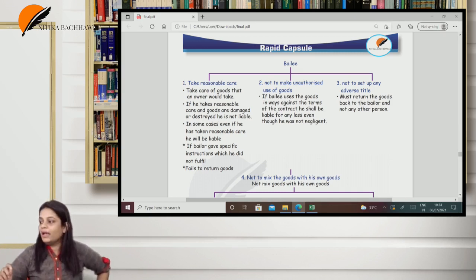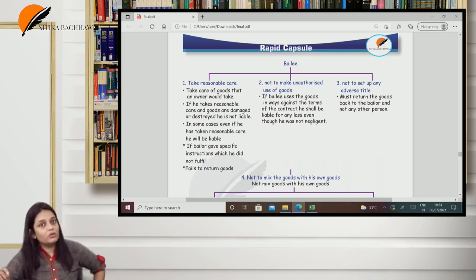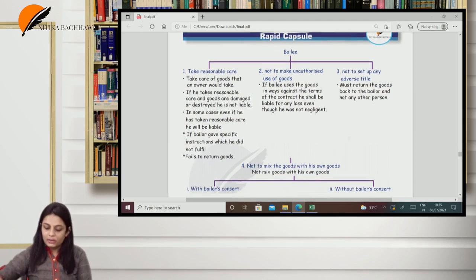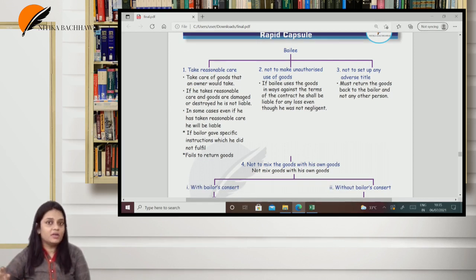So if the bailor has given the goods, and while giving you the goods, he has given instructions as to how the goods should be used, you cannot make unauthorized use. You cannot make any use of the goods against the instructions. Not to set up any adverse title over the goods. You are not the owner of the goods, you are just the bailee of the goods.